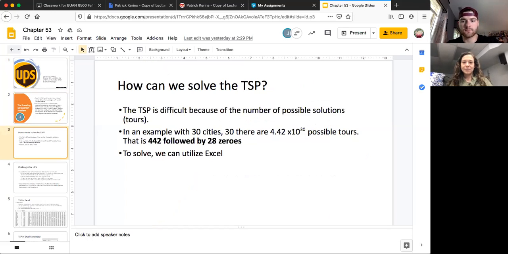So how can we solve for this problem? It's difficult because of the number of possible solutions, or tours as we refer to them. If you had an example with just 30 cities, there are actually 442 followed by 28 zeros possible tours. We notate it in scientific notation, 4.42 times 10 to the 30th power. So obviously with this many different possibilities, we need some sort of resource to solve. In this instance, we'll utilize Microsoft Excel.